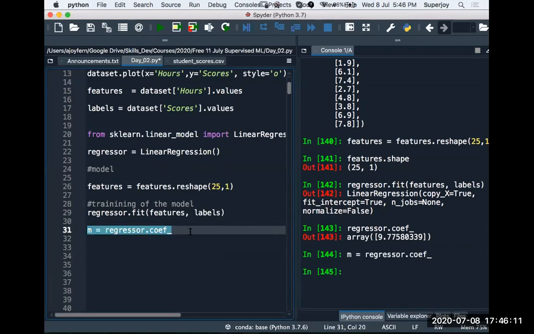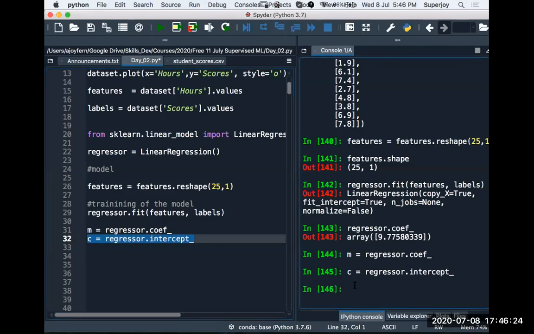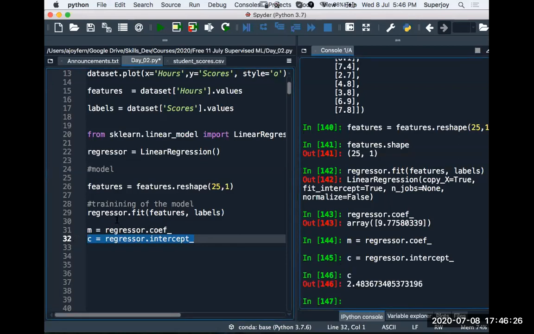Okay, how can we identify the value of c? c is equal to regressor.intercept_, guys. See this, that is c. So this is how much c came out to be. Now we have found both m and c.